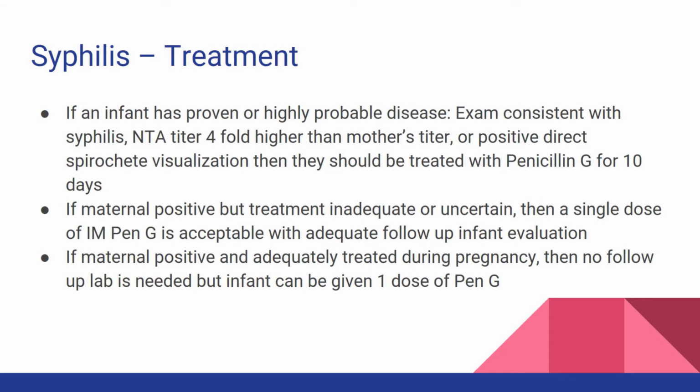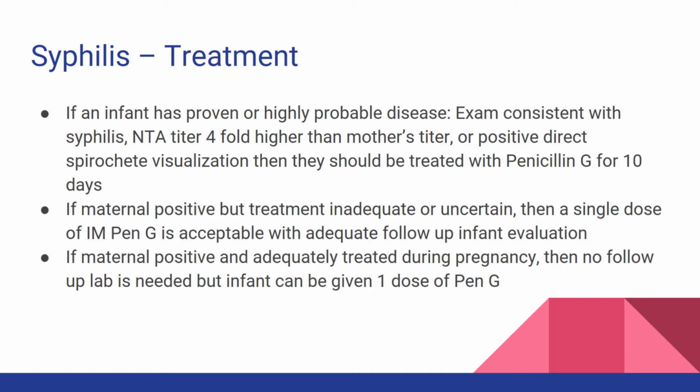So just to go through some of the finer points for treatment. If an infant has proven or highly probable disease, which is a maternal positive RPR or VDRL with an exam consistent for syphilis, and then the infant has a non-treponemal antibody titer fourfold higher than the mother's titer, or positive direct visualization of a spirochete, then they should be treated for 10 days.